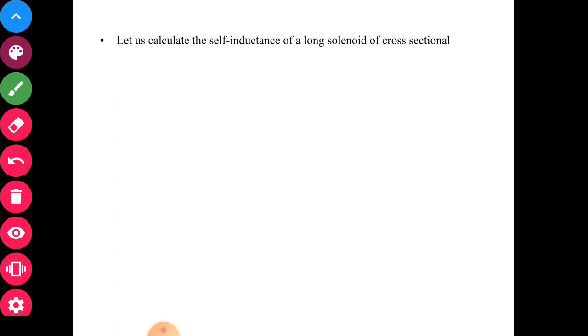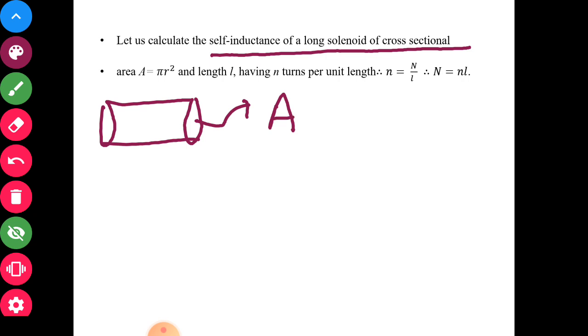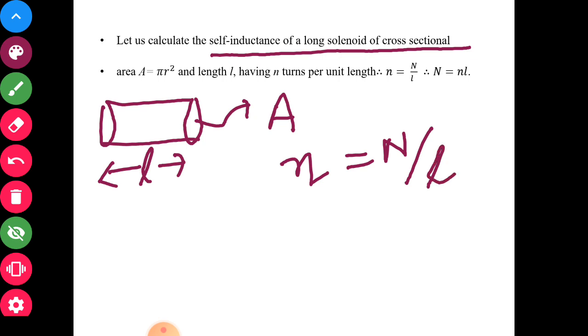Let us now calculate the self-inductance of a long solenoid of cross-sectional area A equal to pi r square. That is the calculation of the self-inductance of a long solenoid. The solenoid has area pi r square, or you just keep it as cross-sectional area A. Say the length is L. It has n turns per unit length, that is number of turns divided by length, so the total number of turns will be equal to n times L. This you can understand easily.